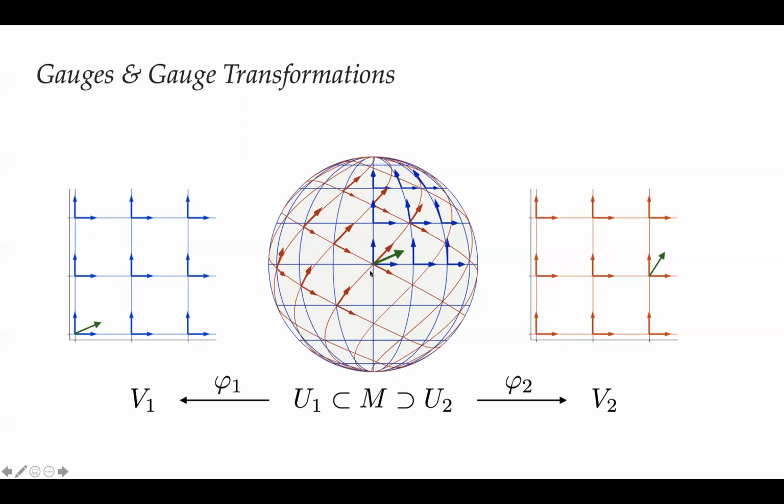A couple of things to notice. Firstly, the way I've drawn this, I've drawn a couple of coordinate lines on the manifold. These are the thin lines in red and blue that you can see here. And we've chosen our gauge such that they align with the coordinate lines. But it's important to keep these things separate.